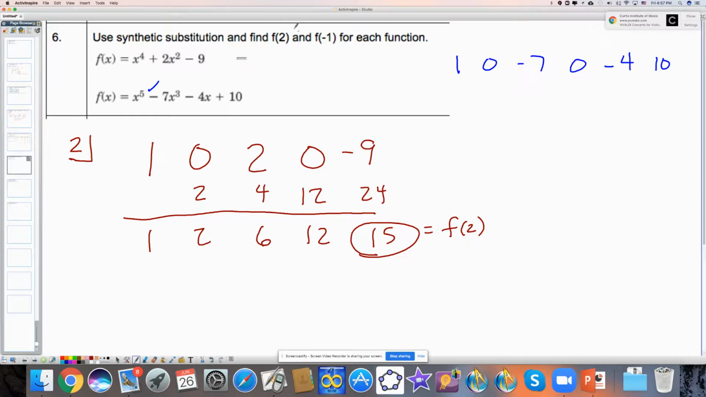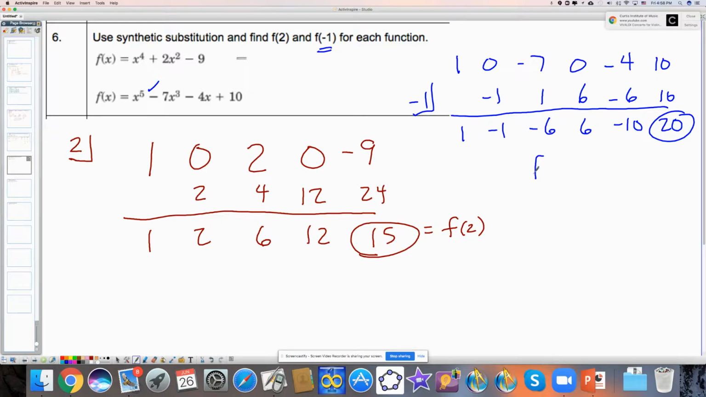And if I were to divide this by negative 1, I bring down my 1. 1 times negative 1 is negative 1. Here we have negative 1. Negative 1 times negative 1 is 1. This would be negative 6. Then we have 6 times negative 1 is negative 6. And we have negative 10. And negative 1 times this is 10. So my remainder is 20. This means that f of negative 1 for the second equation is 20.